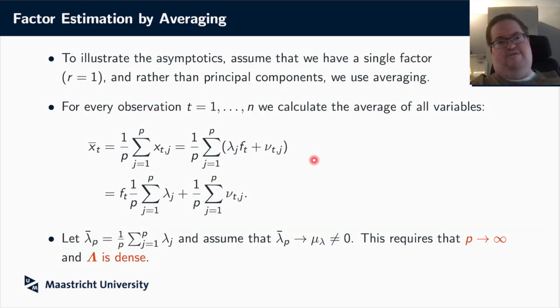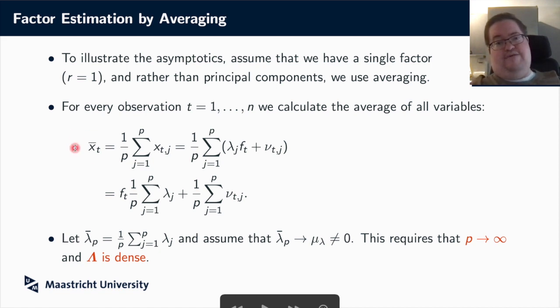So let's illustrate this, and in order to make life a bit easier, I'm going to assume we only have one single factor, and instead of using principal components, I'm just going to use simple averaging. In a way, principal components is also averaging. It's also linear combinations. It's just that you do weighted averaging, and you select the weights in an optimal way. So here I'm going to make life a bit easier and just do regular averaging. As we will see, you can also estimate the factors using that. But it will make our expressions a bit easier.